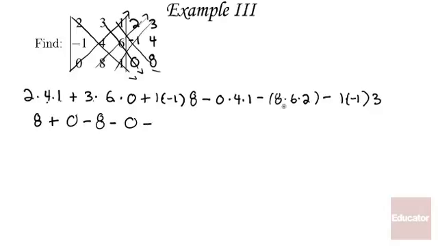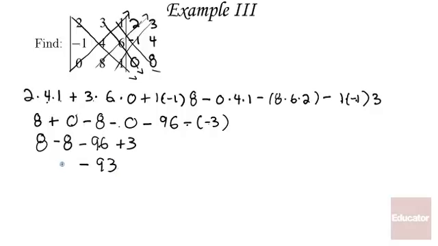Here I have minus 8 times 6, which is 48 times 2. That's going to give me 96. Minus 1 times negative 1 is negative 1 times 3. That's negative 3. Simplifying this a little further, this is 8. Eliminate the 0. Minus 8. Eliminate the 0. Minus 96. And this is minus negative 3, so it's plus 3. 8 minus 8 is 0, so that leaves me with negative 96 plus 3 to give me negative 93. So this determinant is negative 93.